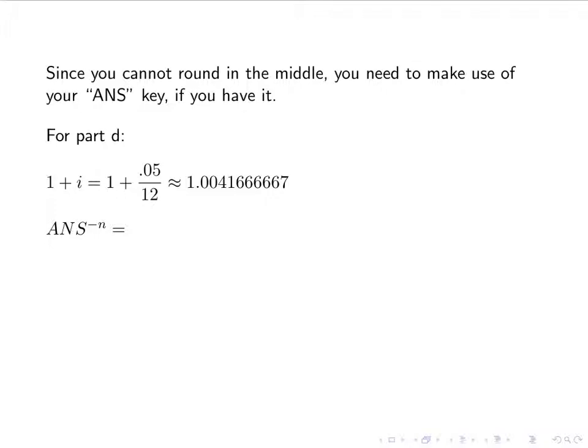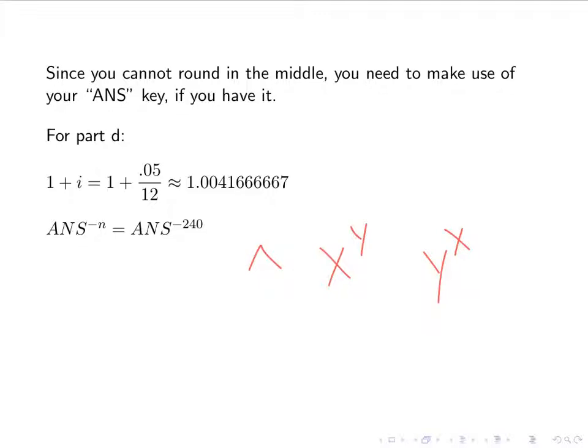The next thing we do is exponent, so we raise it to the negative n. So again, it doesn't matter if you have the answer button or not, just hit whatever the button is you need for the power. It's usually either a caret like that, or x to the y, or y to the x. So whichever one of those you have that means exponent, you want to hit that. And then negative 240 in this case. Remember, n is 12 times the years. The years was 20, so 12 times 20 is 240.